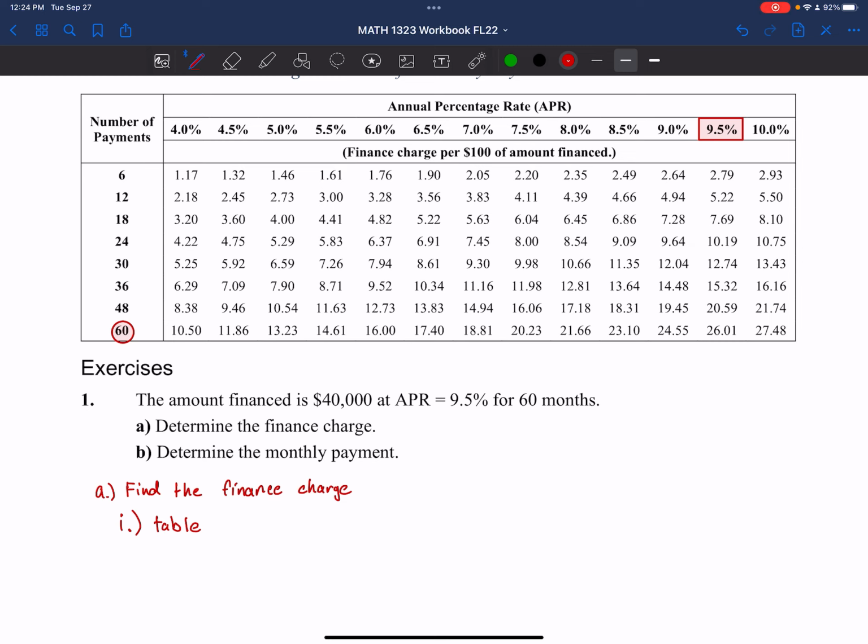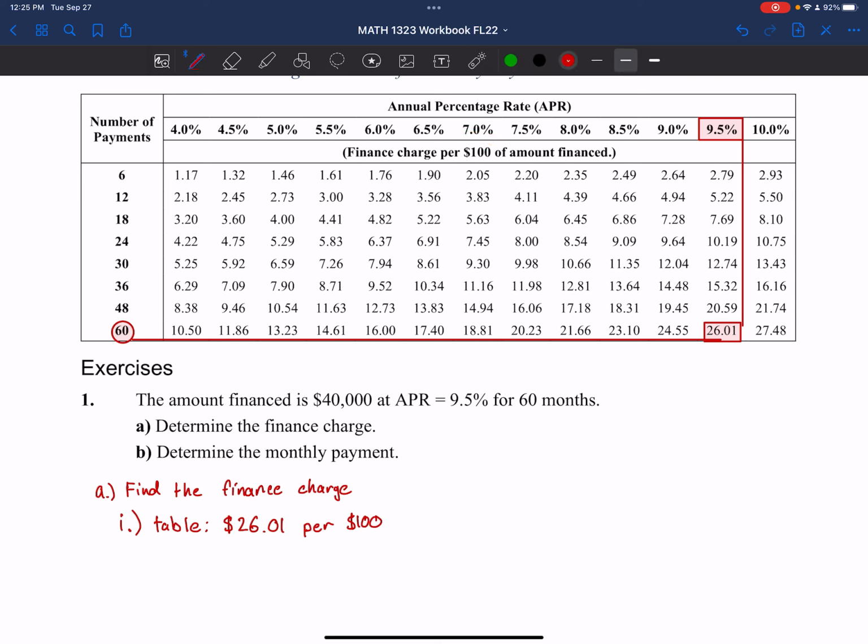So again, you could draw a line over this way. You can draw a line down. And what you'll get is this number right here. So what we have is a finance charge of $26.01. Again, this is per $100. Again, the per $100 is specified right there.